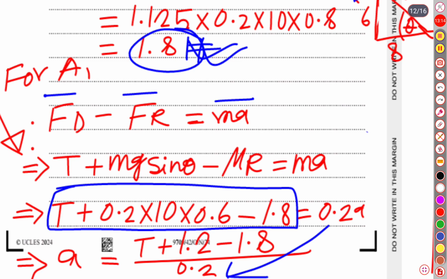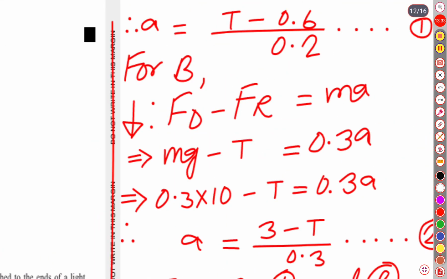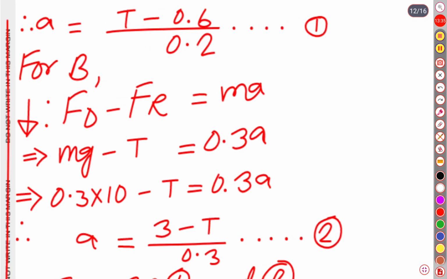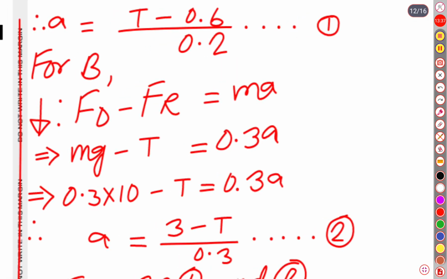Okay, so it is t, and if you simplify it is going to be 1.2 minus 1.8. So our acceleration a is equal to t plus 1.2 minus 1.8. If we subtract 1.2 from 1.8, it is going to be negative 0.6. So our a is going to be (t minus 0.6) over 0.2. This is our equation number 1. We have formed it by resolving all of the forces acting on particle A.